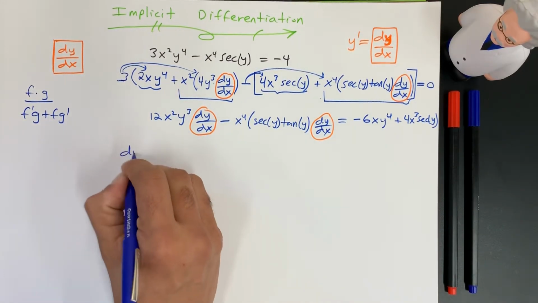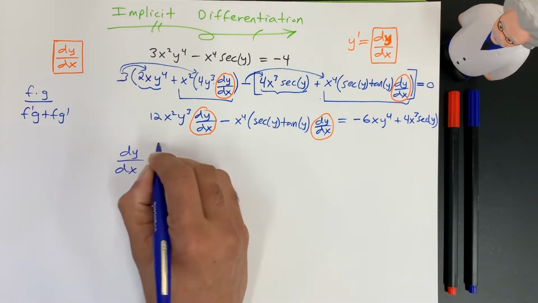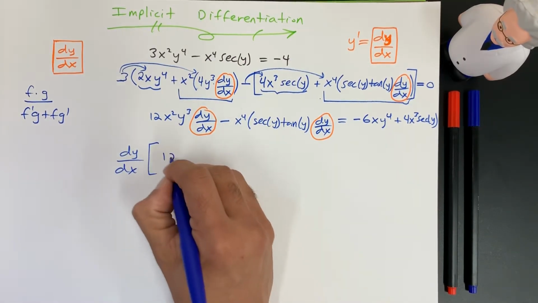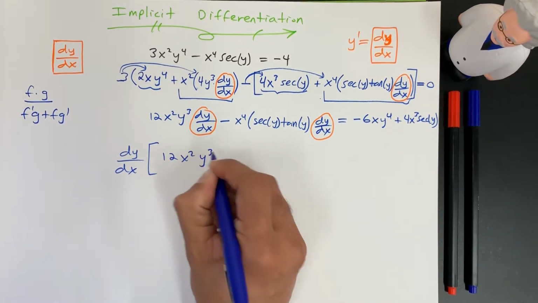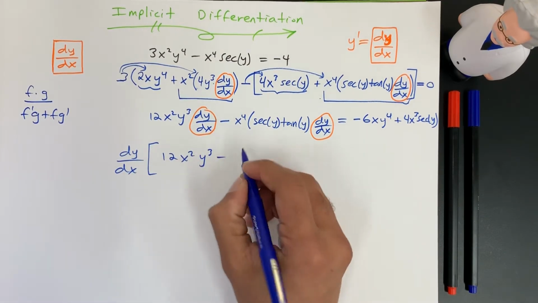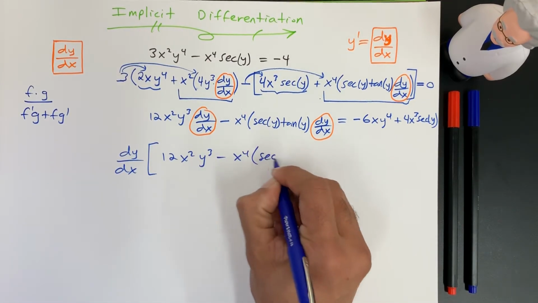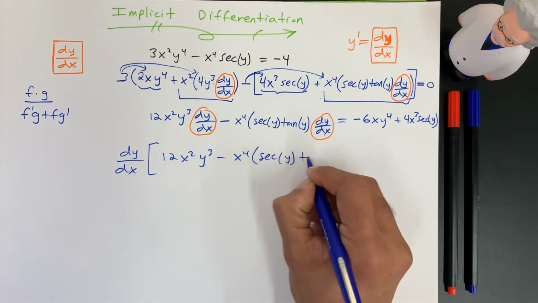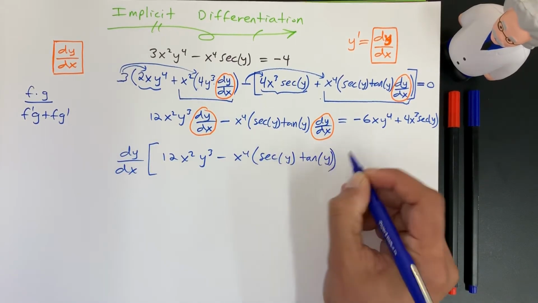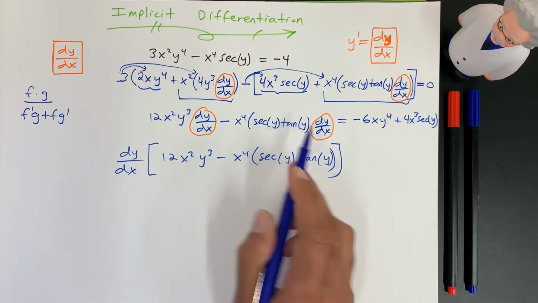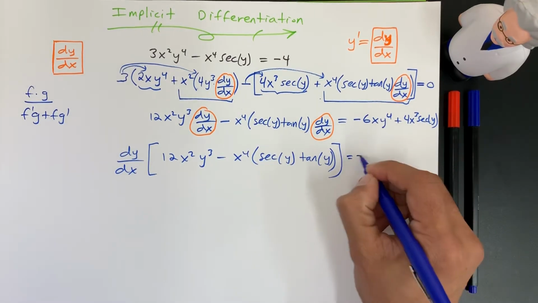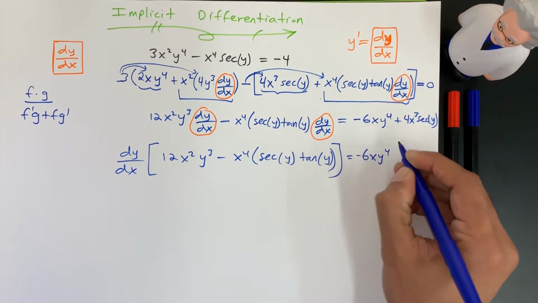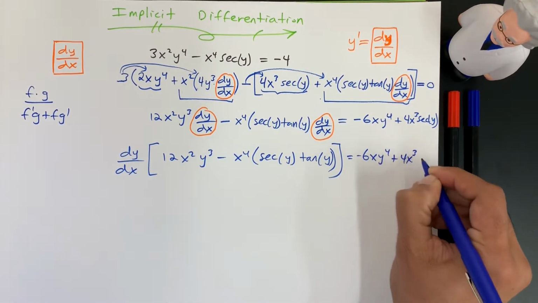So we have dy over dx. And here we have 12x squared y to the third, which is this term, minus x to the fourth, secant y, tangent y for the second term. And then this still equals the same thing. We haven't done anything to it. So I'm just rewriting it.